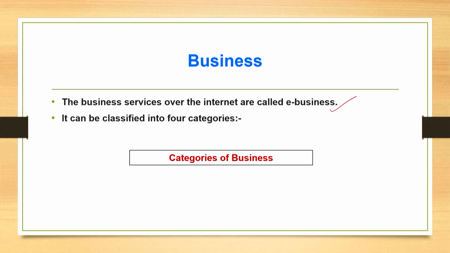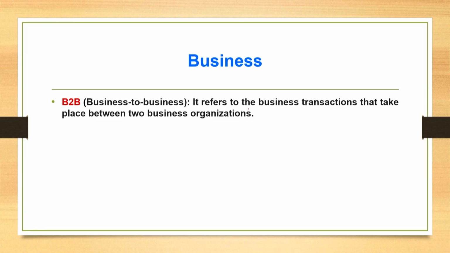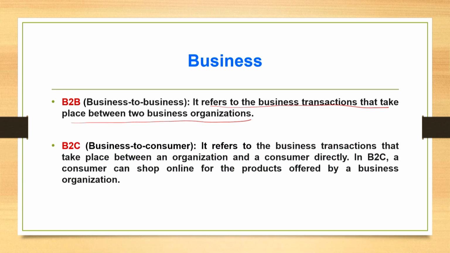It can be classified into 4 categories: B2B, business to business; B2C, business to consumer; C2C, consumer to consumer; then C2B, consumer to business. B2B, that is business to business, refers to the business transaction that takes place between two business organizations. B2C, business to consumer, refers to the business transaction that takes place between an organization and a consumer directly.